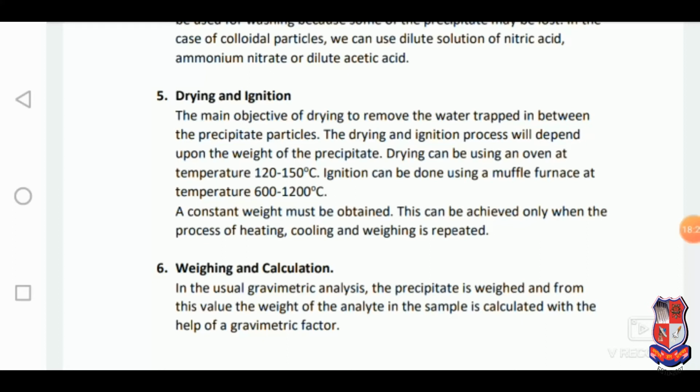The muffle furnace temperature should be in between 600 to 200 degrees centigrade. At that temperature, all the organic impurities in the form of carbon dioxide will be removed, and in the drying operation, the water molecules inside the precipitate will be removed. So a constant weight can be obtained. This can be achieved only when the process of heating, cooling, and weighing is repeated.